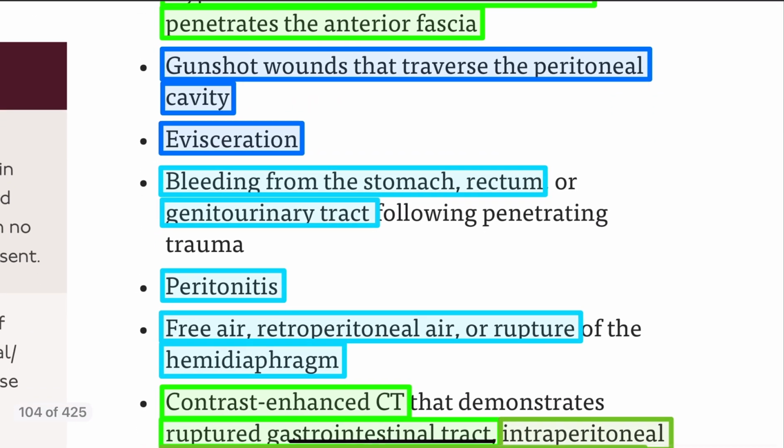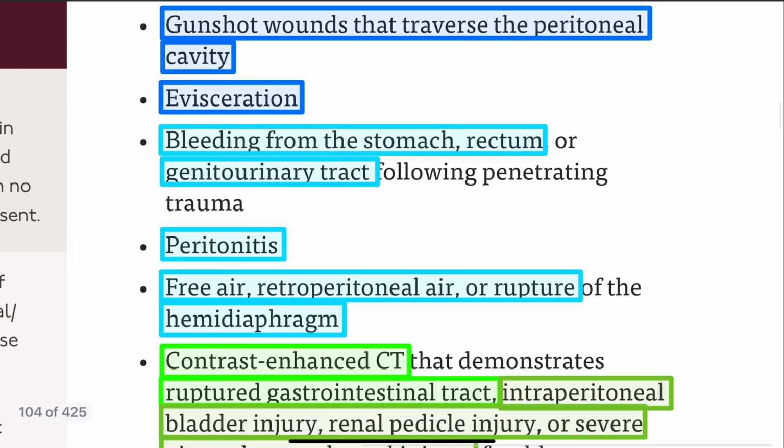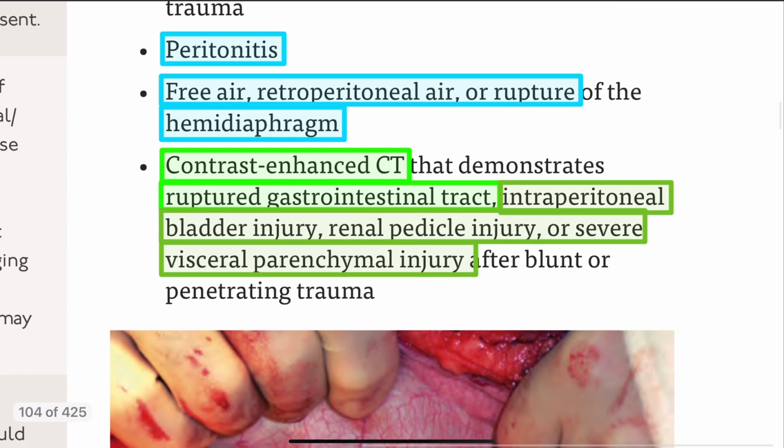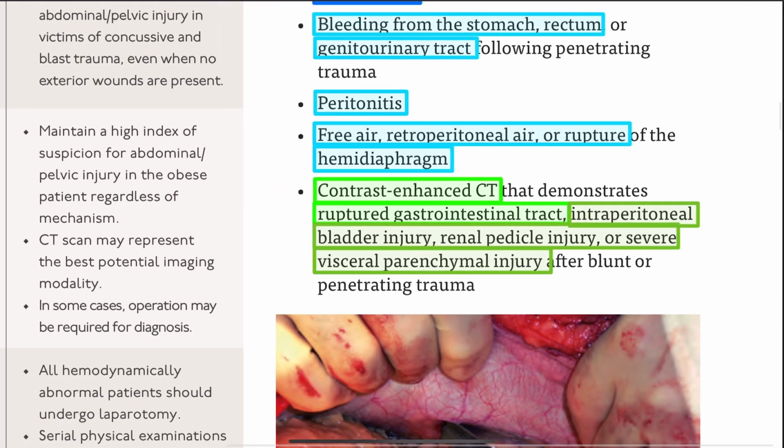Then bleeding from the stomach, rectum or genitourinary tract following penetrating trauma. Then peritonitis, this is an important indication. Then any free fluid in the retroperitoneal space or rupture of the hemidiaphragm. And the last one is CT scan: if contrast CT demonstrates rupture of the GI tract, intraperitoneal bladder injury, renal pedicle injury and severe visceral parenchymal injury, you should also go for laparotomy.